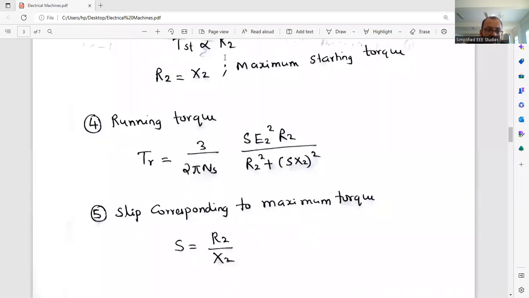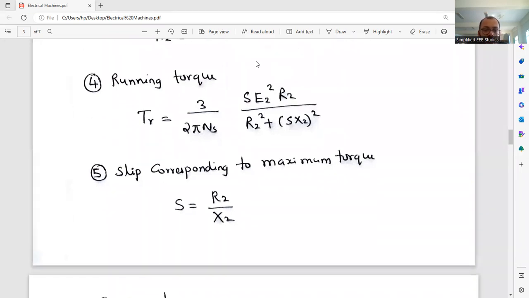Similarly, running torque you can calculate by using the formula. TR is equal to 3 by 2 pi Ns into S E2 square into R2 by R2 square plus SX2 the whole square. So this is called the running torque. So these are the important points you have to remember. Similarly, slip corresponding to the maximum torque. For example, S is equal to R2 by X2. Okay. Otherwise, you can mention.